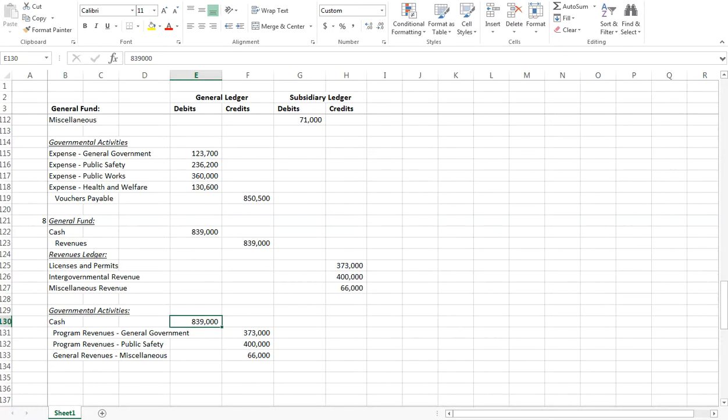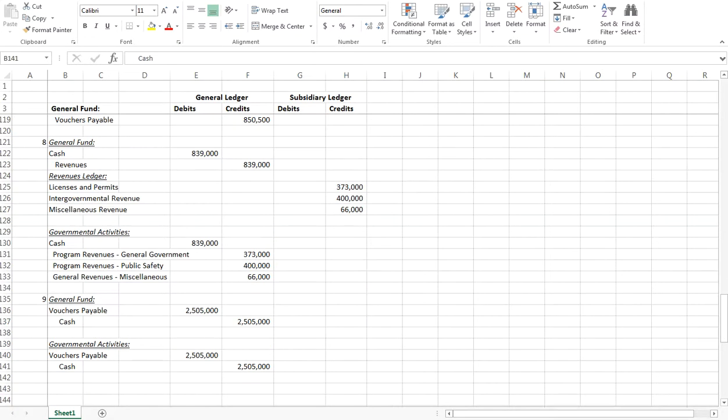So this is where you're going to start seeing some of that. Like, if you don't know what you're looking at, if you've never seen governmental accounting and you just jump into this, it's going to look like you recorded cash twice. You aren't. And then you've got your program revenues and general revenues, and I could give a little more detail here, but I'm running out of time. So we're going to jump over then to number 9. And here you're just going to see we simply paid our vouchers payable.